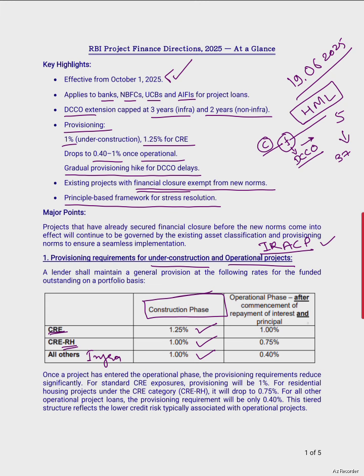And once the operational phase is there, meaning DCCO has been achieved and the commercial operations have started, then it will drop from 1.25% to 1%, residential housing will drop to 0.75%, and other infra projects will drop to 0.40%. Meaning in the range of 0.4 to 1% the provisioning requirement will be there.